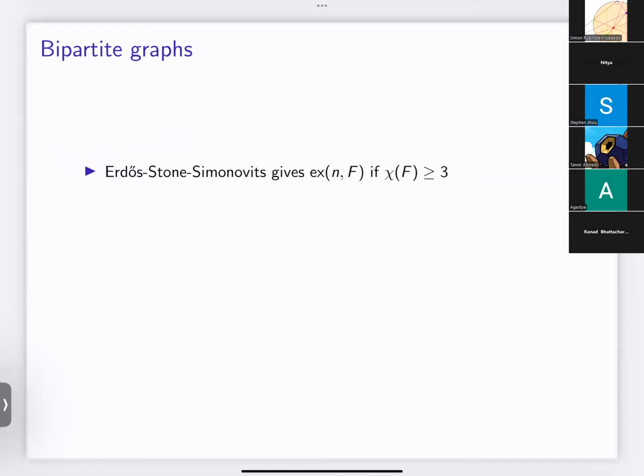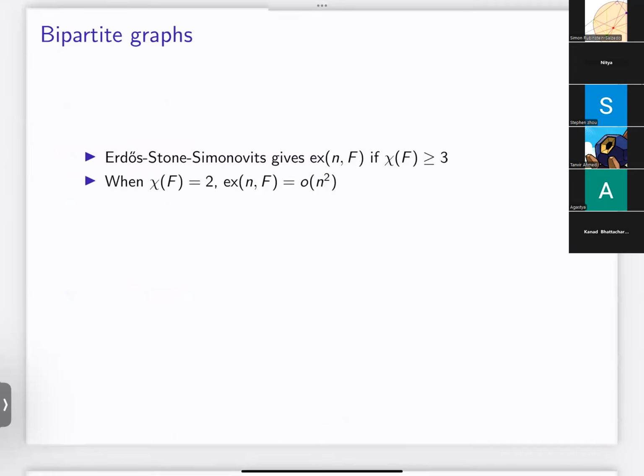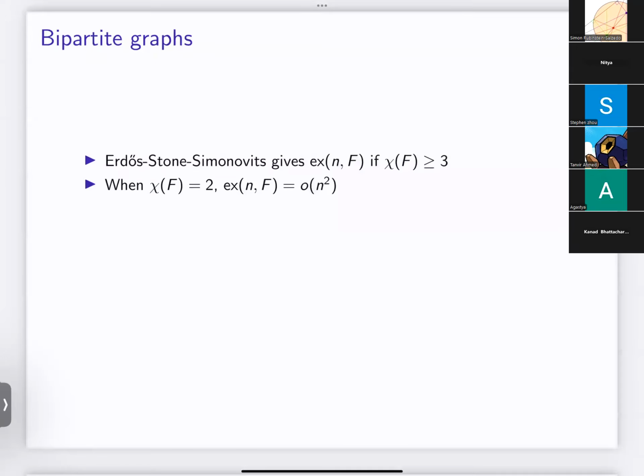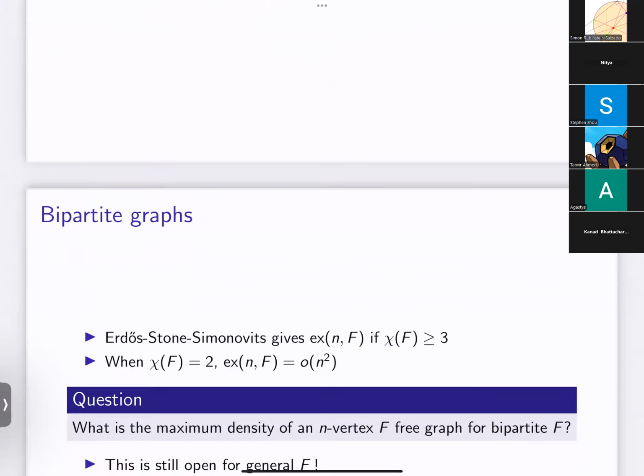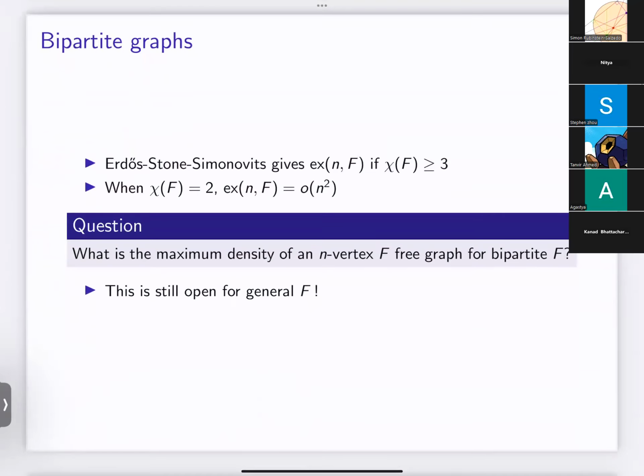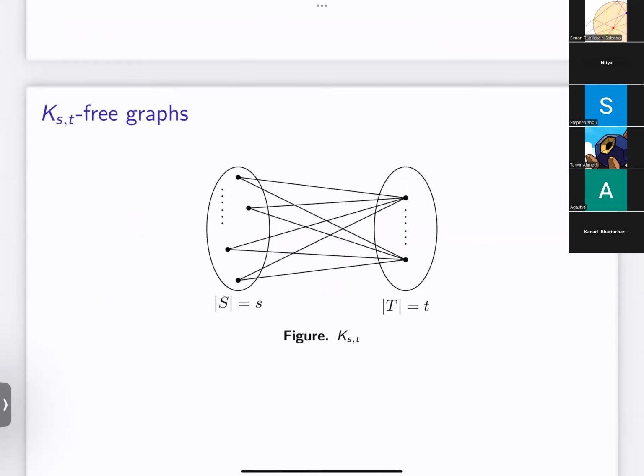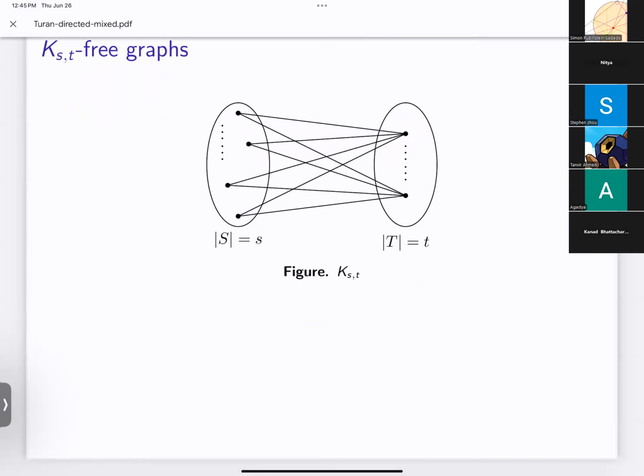Like we discussed, the Erdős–Stone–Simonovits theorem gives us the right answer asymptotically if the chromatic number is at least 3. And when the chromatic number is 2, we just learned that it's less than epsilon times n squared edges, which is not very illuminating. Understanding this maximum density is still open for general F, and in fact knowing the asymptotic density is open for all but a very small list of F.